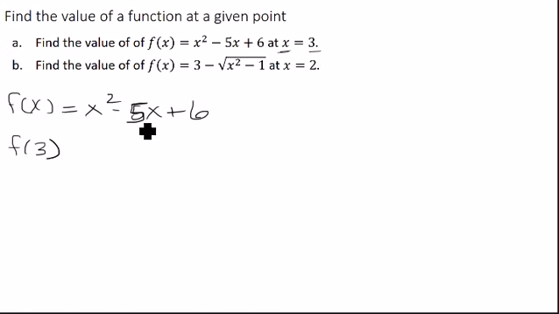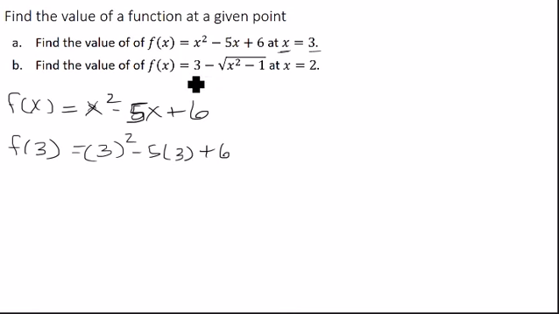The notation for that is f of 3. That's the value of the function at 3, and that's going to be 3 squared minus 5 times 3 plus 6. So as you see, the x right here is just a placeholder for the value, meaning a number. So x can hold any value as long as that value is in the domain of this function.